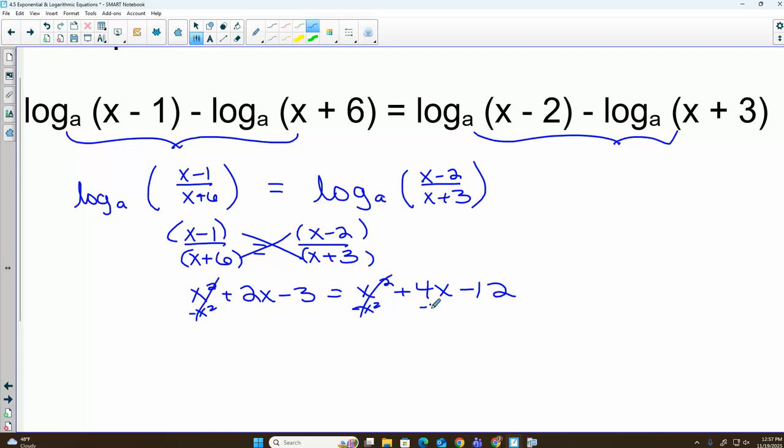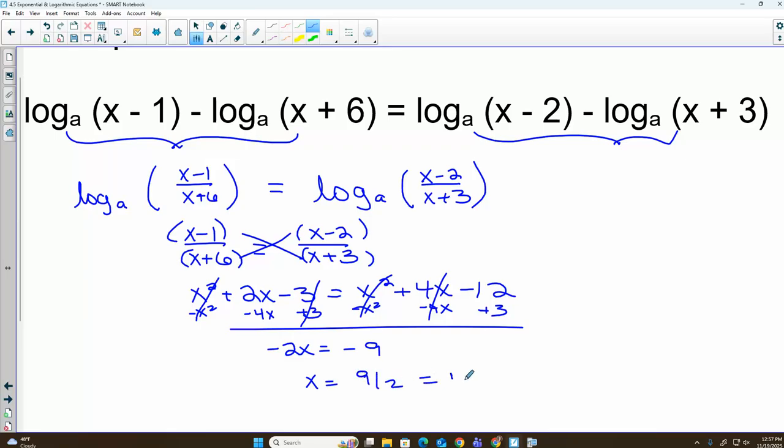Okay, if I want, I can subtract over my 4x, add over my 3. So we get negative 2x equals negative 9. So 9 halves or 4.5. Check, if you plug 4.5 in, are all 4 of these arguments positive? Yes. If even one of them turned out to be negative, it would just be no solution.